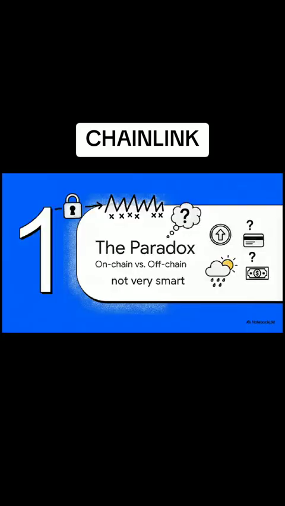And this is the central problem that the white paper tackles head on. They call it the smart contract paradox. The very thing that makes these contracts so secure, the fact that they're isolated on chain, is also their single biggest weakness. They're blind to the outside world, which means they can't react to market data, sports scores, or shipping updates, which kind of makes them not very smart.